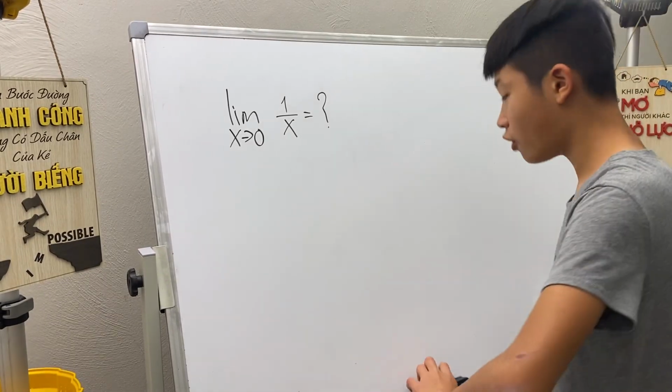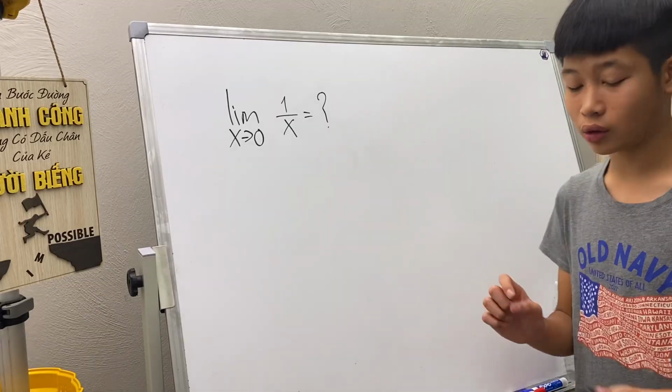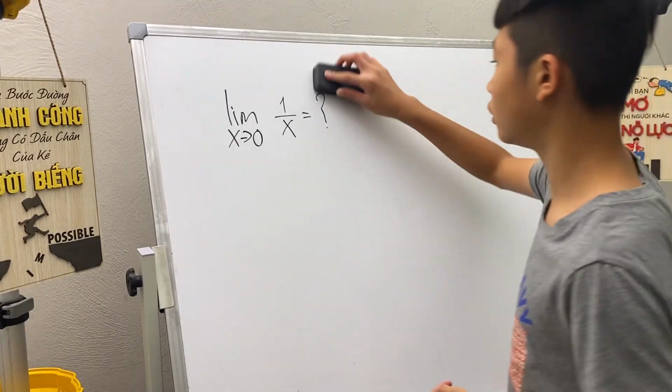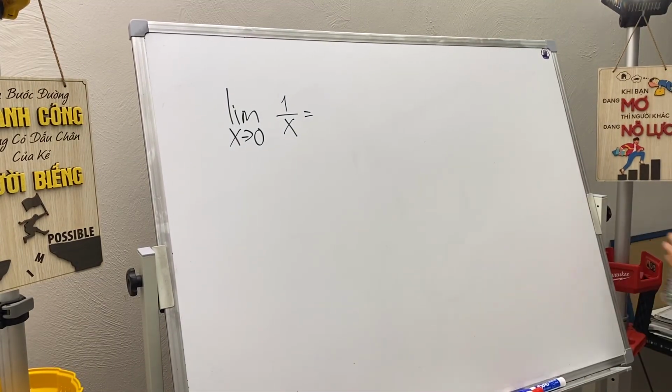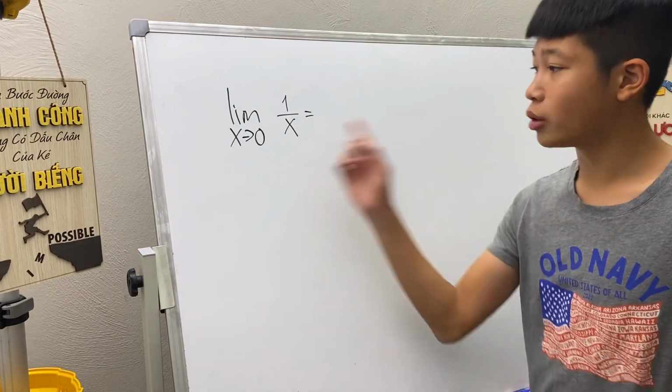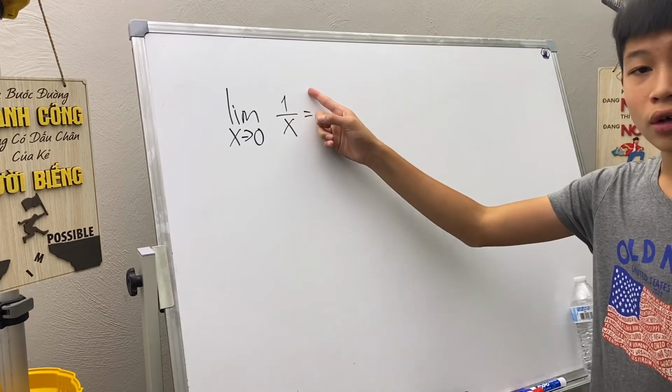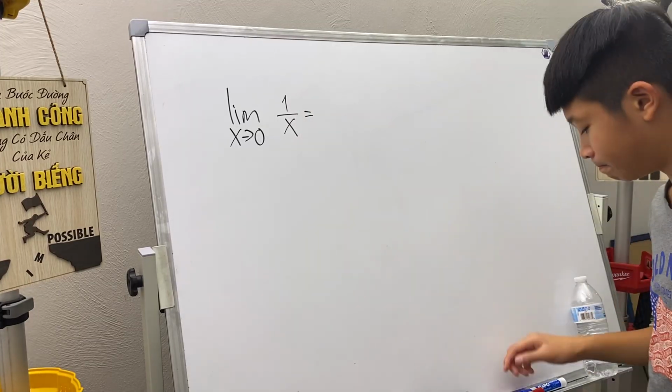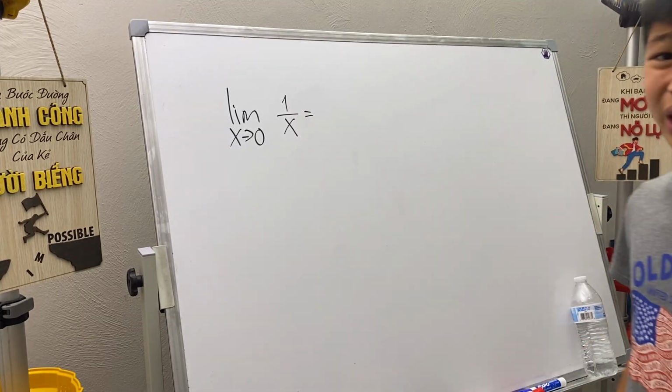Okay, today we're gonna solve this limit. So this is the limit as x approaches 0 of the function 1 over x. So let's just plug it in.